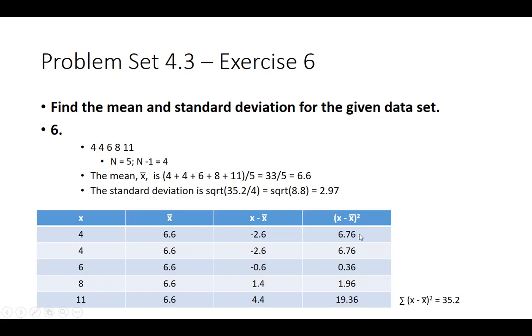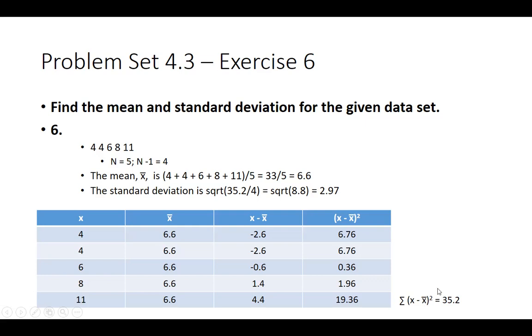-2.6 squared is 6.76. We have that twice. -0.6 squared is 0.36. 1.4 squared is 1.96. 4.4 squared is 19.36. Then we need the sum of the squares. 6.76 plus 6.76 plus 0.36 plus 1.96 plus 19.36 gives us 35.2. So 35.2 is the sum of squares.